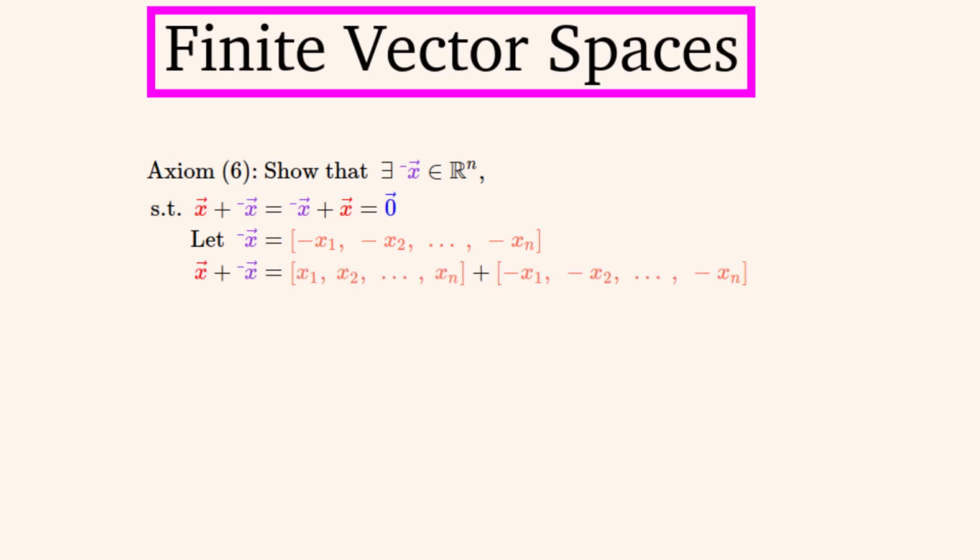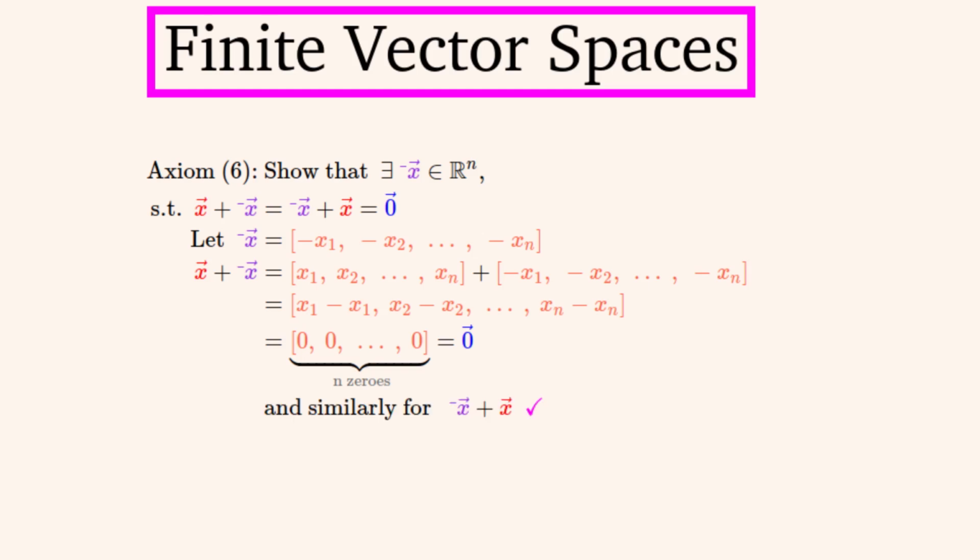So we'll start with the left-hand side and substitute in the row vectors for these variables. Then we'll add them together using row vector addition rules. And they'll add together to make a vector of zeros, which is equal to the 0 vector as we've defined it before. And we can then similarly prove it for the addition of the negative on the left-hand side of its positive, and thus we've proven this axiom.